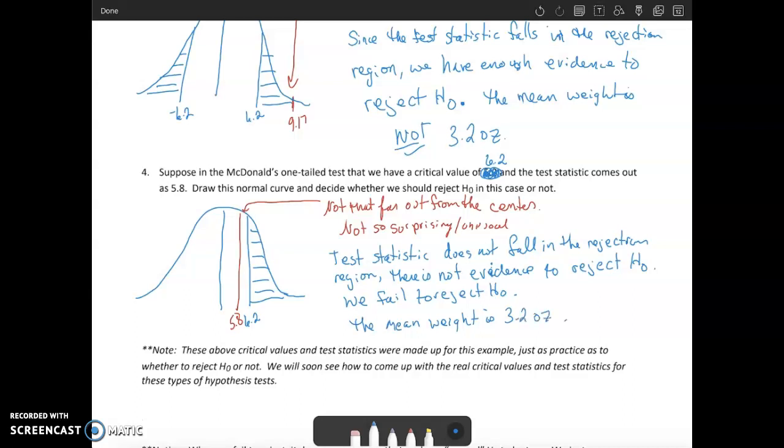It says, notice these above critical values and test statistics were totally made up for this example. So this was not a real test. I just made these up for example's sake, just to practice when you reject the null and when you don't. And we will soon see how to come up with the real critical values and the test statistics for these types of hypothesis tests.